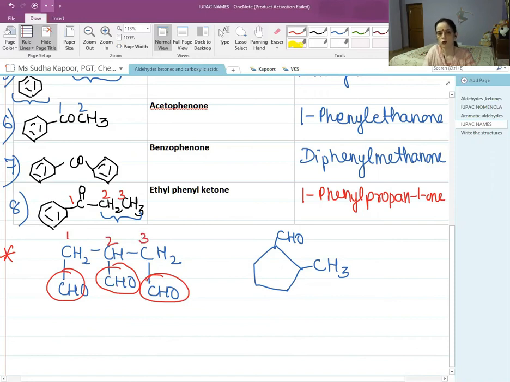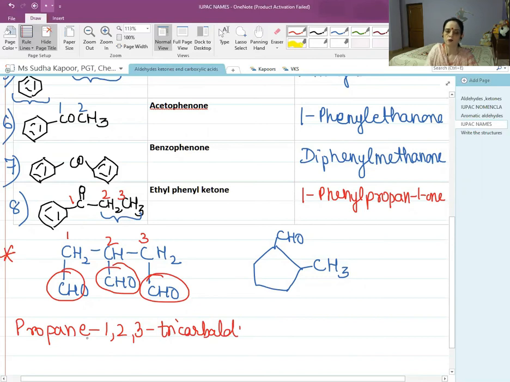And when there is more than one, we use the complete name, propane. The E is not removed here. Propane-1,2,3-tricarbaldehyde, because the CHO is not becoming a part of the chain. It is lying outside, as we have done in the case of cyclic structures also.